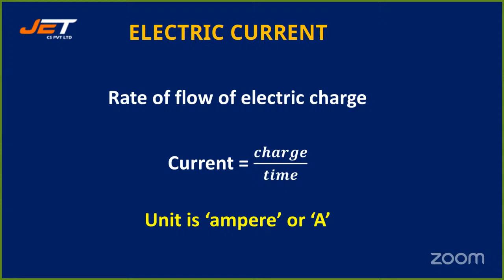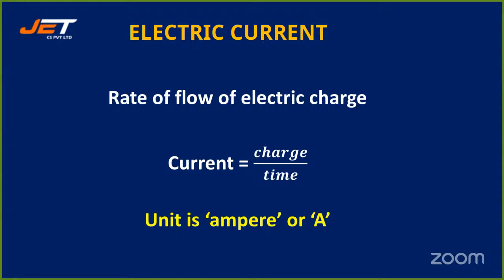Then the question comes, can all materials allow electric current? No, they don't, because they are non-conductors. Not every material has free electrons in it. Only those materials that have free electrons can conduct electricity, and these materials are called conductors.